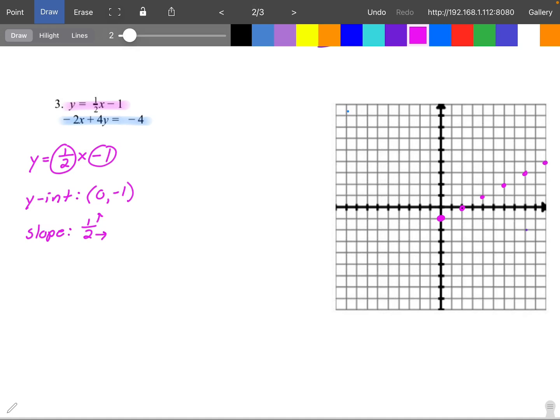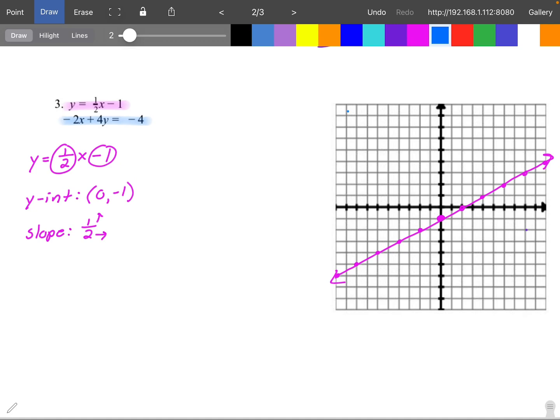Then once I run out of room, I go back to that original point, and I go down 1, left 2, and do that over and over again. So then I have my first line right there.